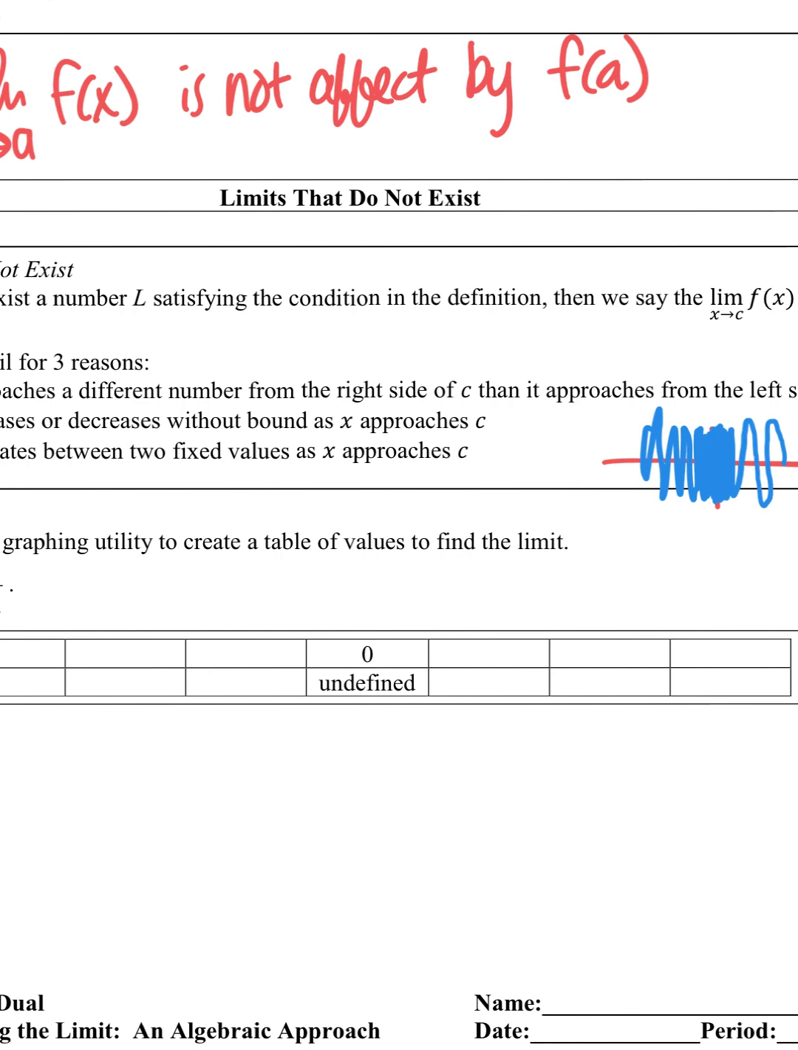So what would be some nice values for us to plug into this function to see what's happening as the function approaches 3 from the right? We can plug in 4. That's to the right. Does that tell us that the limit is 17? No? What's another value closer to 3? 3.1?